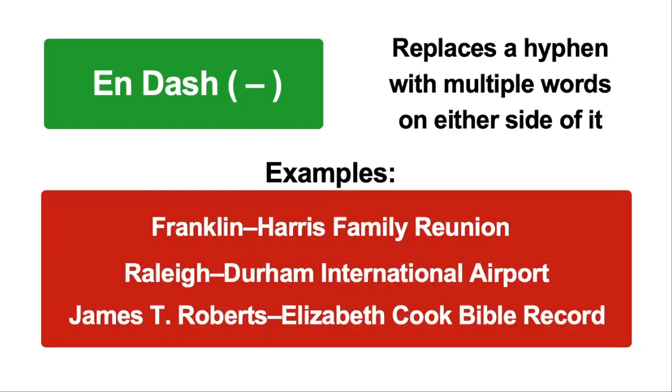So we have Franklin Harris Family Reunion. Harris Family Reunion is more than one word, so we're going to replace it with an N dash. Same with Raleigh Durham International Airport, or when we have two names, James T. Roberts, N dash, Elizabeth Cook Bible Record. Each section of words on both sides has multiple words, so an N dash is used.